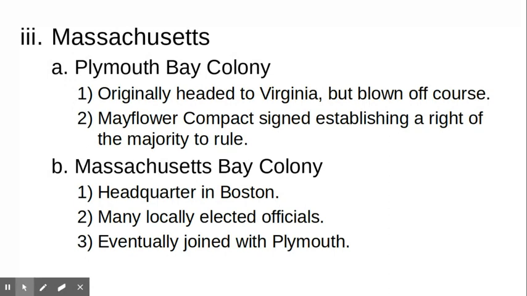And so they needed to make a decision whether or not they would stay and try to make a living, or if they would return to England. And so they agreed to take a vote, and they would do whatever the majority said. And so that's known as majority rule. And obviously, a majority did end up voting to stay.